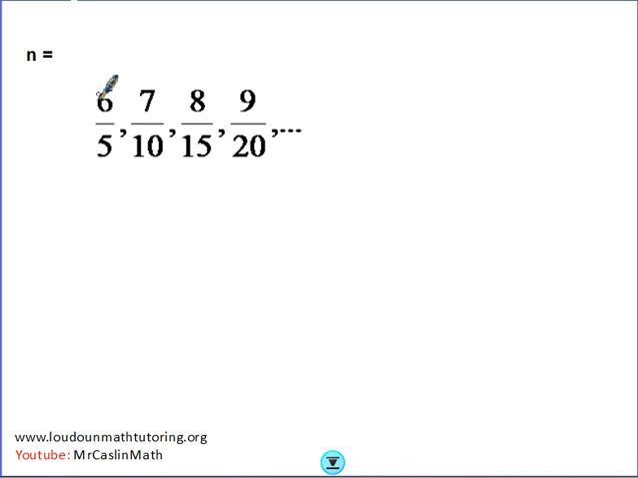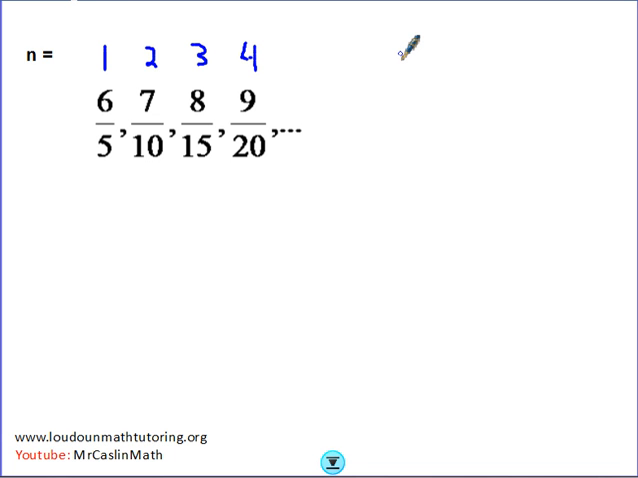Remember, a sequence of numbers. The dot dot dot means this pattern is going to keep on continuing. The first number in the sequence has a position. We call that position n. So n is equal to 1, n is equal to 2, n is equal to 3, n is equal to 4, and so on.